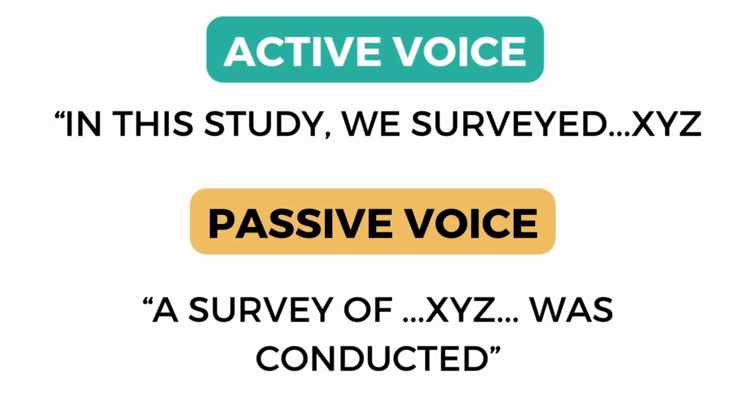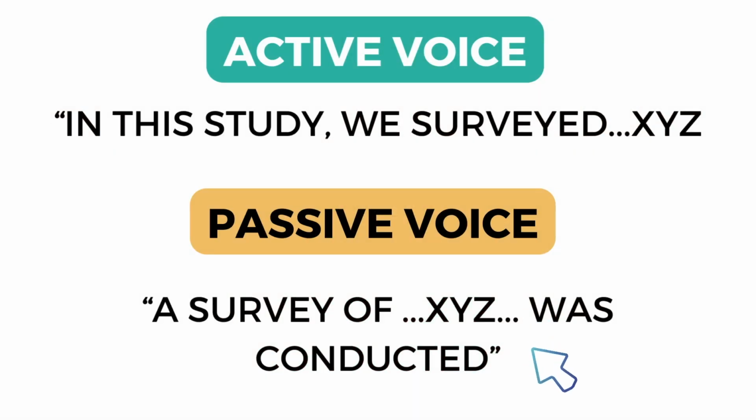So we can see in that first example, the focus is on the doer: we surveyed, us, we. Whereas in the second example, the focus is on the process: a survey was conducted. It's important for us to use active voice because it makes our sentences clear and concise with as few words as possible. Whereas passive voice begins to get wordy, and it's a really roundabout way of getting our message across to people.